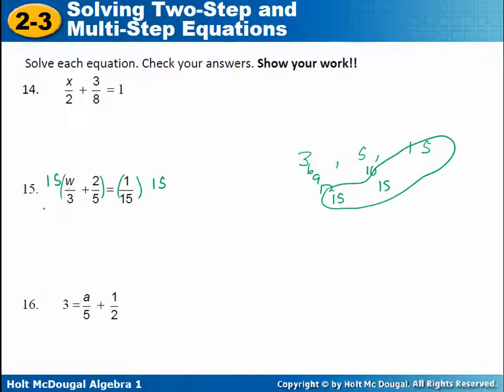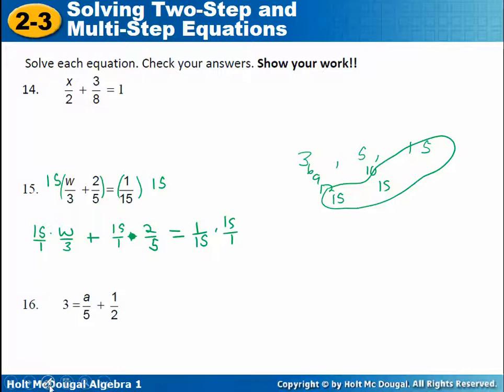On the left side, we have to take 15 over 1 times w over 3, plus 15 over 1 times 2/5, equals 1 over 15 times 15 over 1. Make sure that you're multiplying both sides by this common multiple.